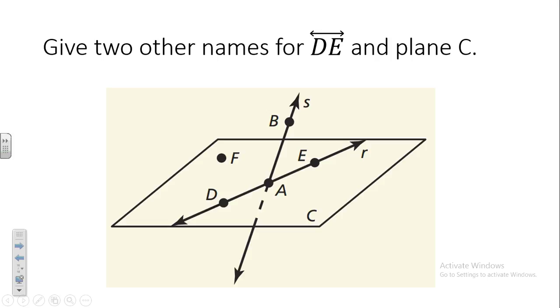First thing we want to do is to give two other names for line DE and for plane C. So I want you to write down what's another way that we can name line DE. In fact, two ways that we can name line DE. And when you get that written down, I want you to figure out two ways that we can name plane C.